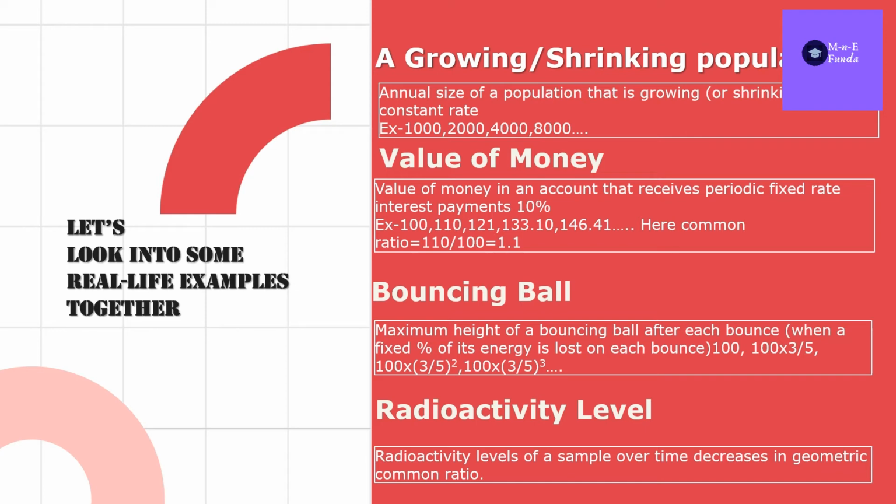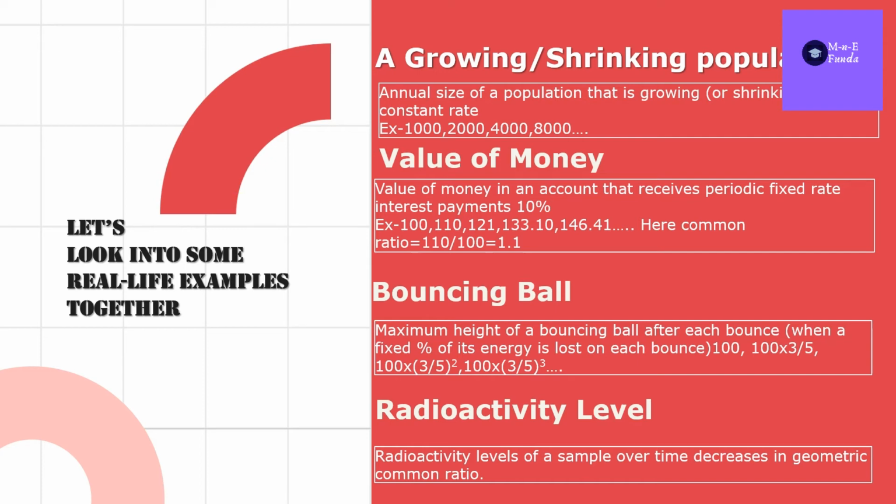Next, when it bounces back, it will lose its energy, and say it will achieve 3/5 of its height, that is 100 multiplied by 3/5. In the next bounce, it will achieve 100 multiplied by (3/5) square. So like this, it lost some energy, and after it bounced back, it maintained a GP series. So a bouncing ball is also obeying the GP series.